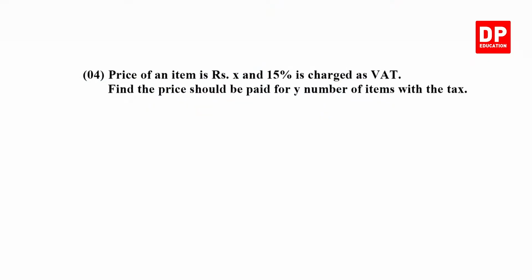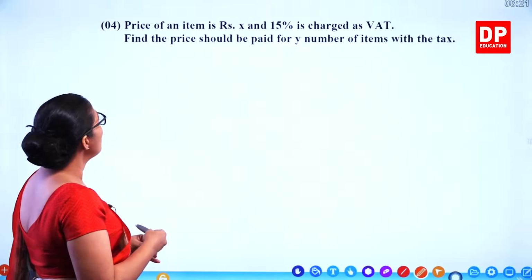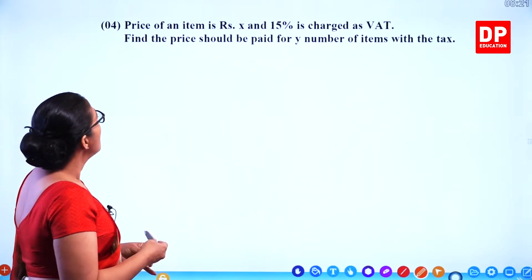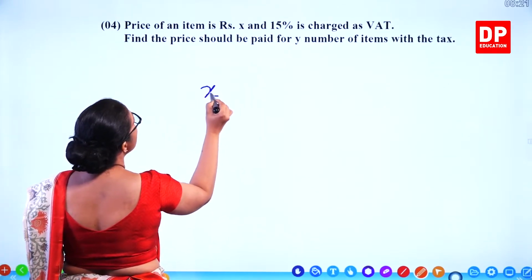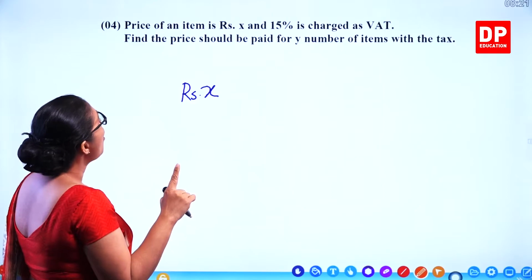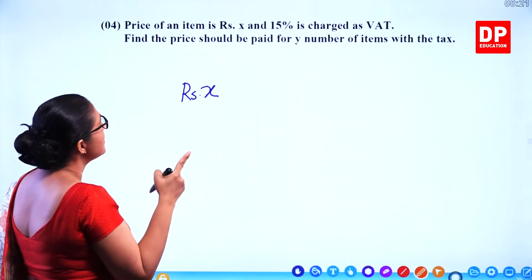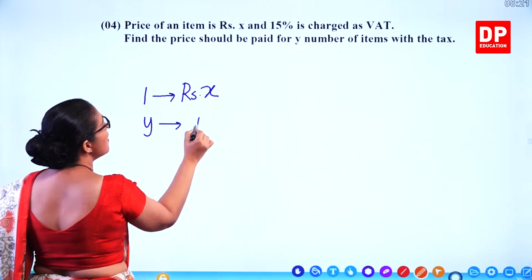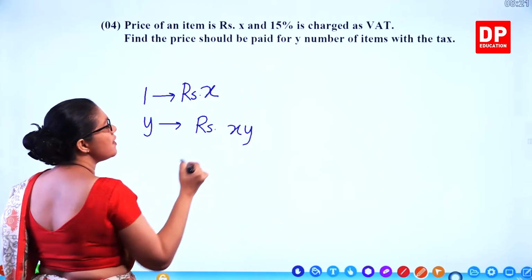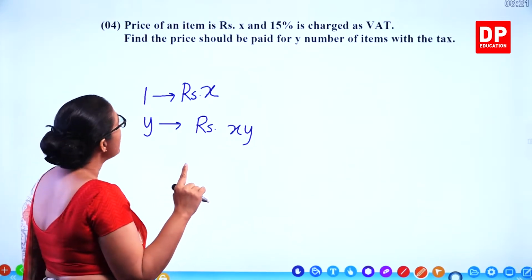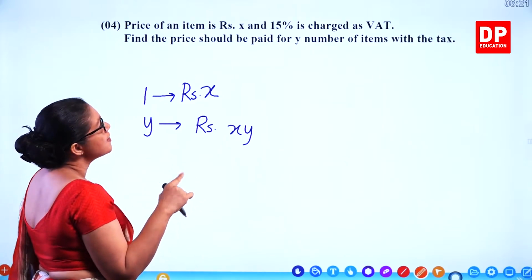Question number 4. The price of an item is X rupees and 15% is charged as VAT. Find the price that should be paid for Y number of items with the tax. So X rupees is one item. What's the value for Y number of items? So 1 is X rupees. So Y number is X into Y. You just multiply these two, XY rupees. But 15% is charged for VAT. So what's the price that should be paid with the tax?